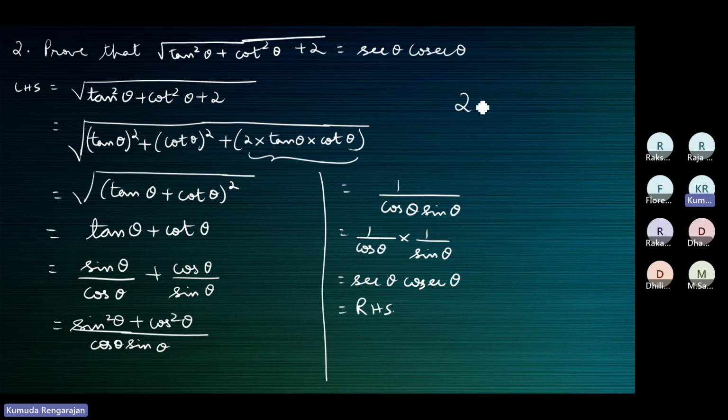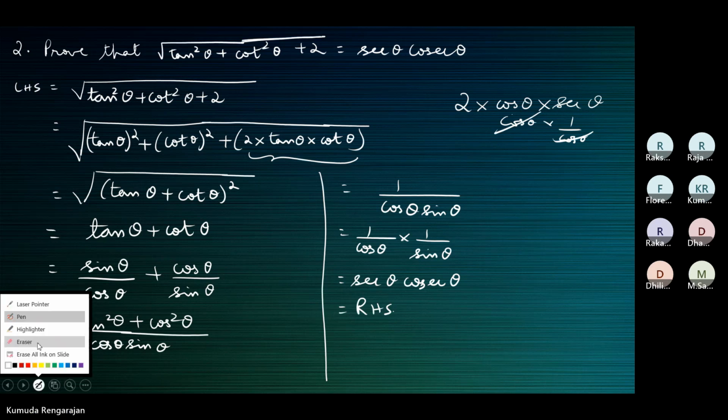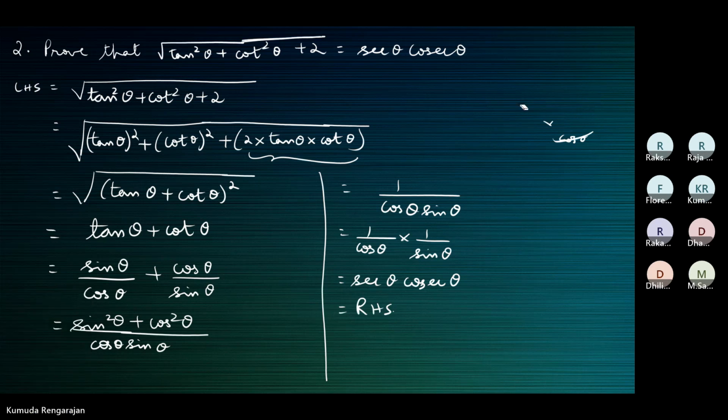You can also write 2 as 2 into cos theta into secant theta, but not for this situation, because cos theta and secant theta are reciprocal ratios. Cos theta into 1 by cos theta gets cancelled and it's only 2. So we know that the product of a ratio and its reciprocal is 1. So we write 2 as 2 into tan theta into cot theta, because tan theta into cot theta is anyways 1. So it is still 2.